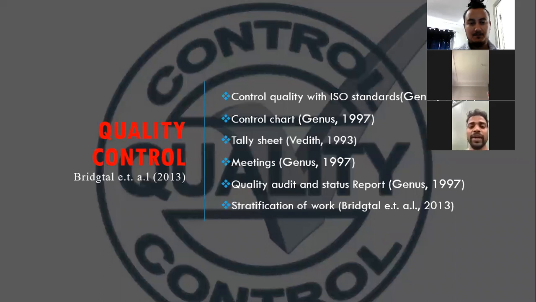Next one is quality control. Quality control also has a significant impact at the designing and planning phase. In the tunnel project, quality is maintained without any compromise, based on ISO standards. They use control charts, tally sheets, meetings and quality audits to control the quality, and they stratify different tasks by meetings. A quality audit is done every 3 months to assess the whole quality and standards.